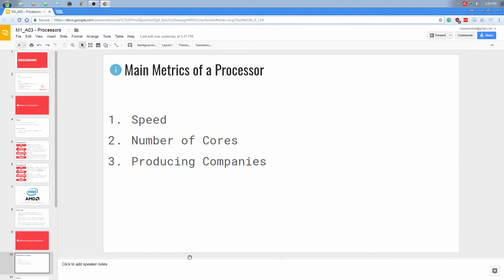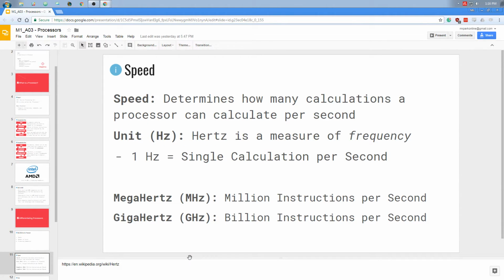There are three main metrics of a processor: the speed, the number of cores, and the producing company. Speed determines how many calculations a processor can calculate per second, and this is measured in a unit called hertz, which is a measure of frequency. Sometimes you might see CPU frequency or CPU clock speed. That's where we're talking about the speed of a processor. A single hertz, we can consider a single calculation per second, and at this very moment, our processors are measured in megahertz or gigahertz. A megahertz is a million instructions per second, whereas a gigahertz is a billion instructions per second.